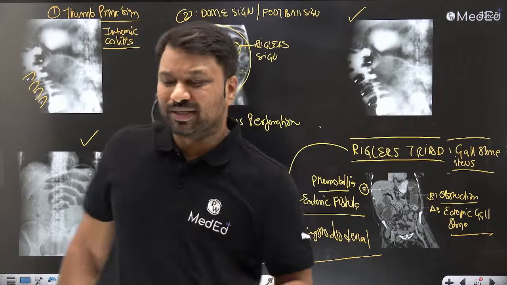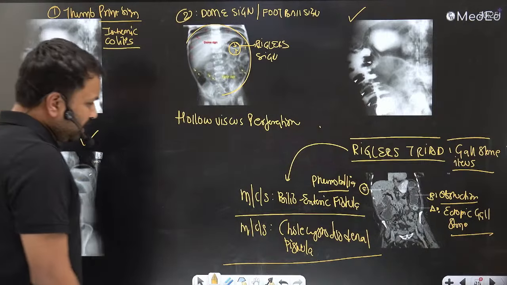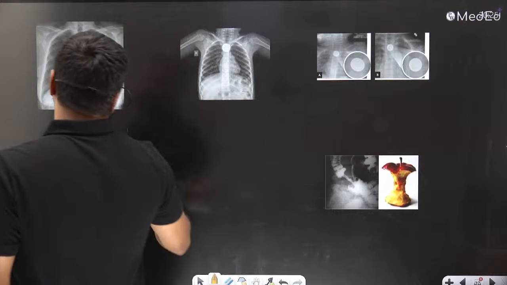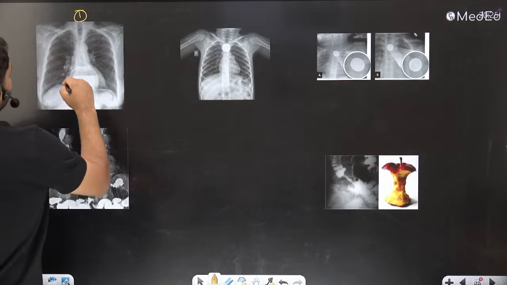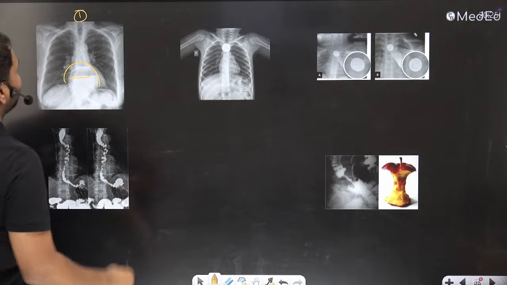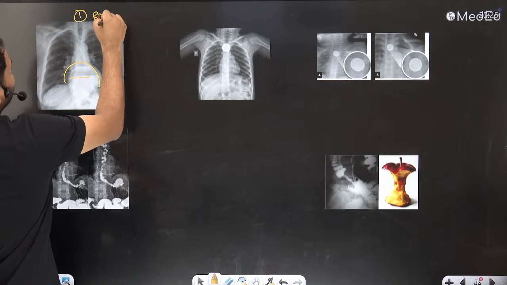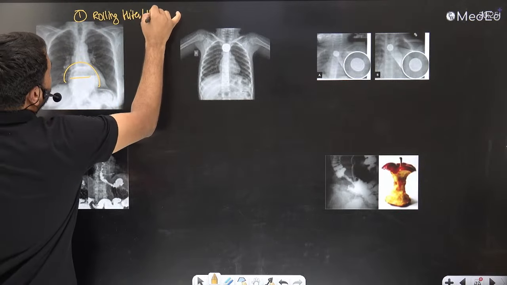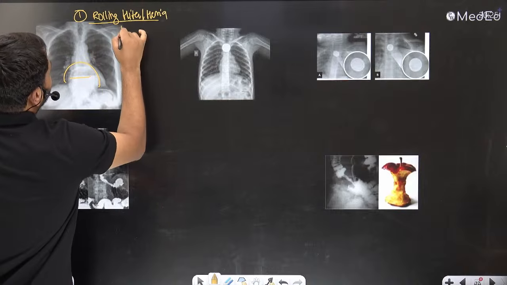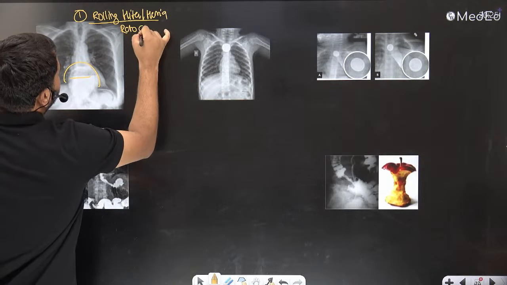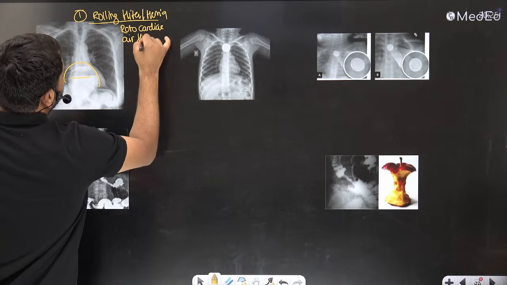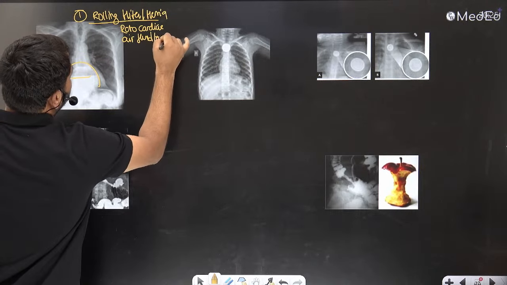So all the possible images that can be asked in your exam are right in front of you. Now, another GI image that you can see here is a retrocardiac shadow, usually seen in rolling hiatal hernia. It is a retrocardiac air-fluid level or air-fluid shadow.